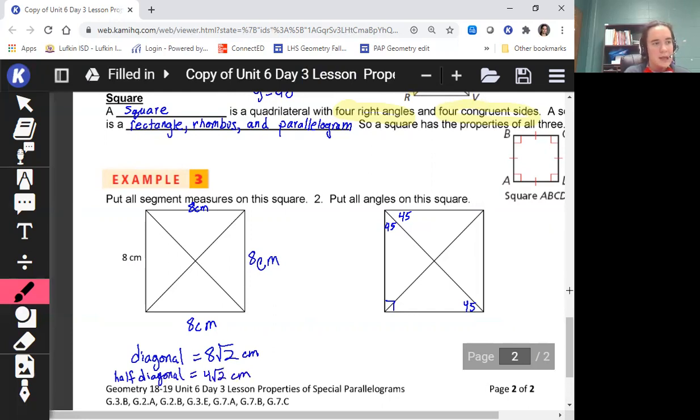Then when we look at our angles, we know that the corners themselves have to add up to 90 degrees, and that each of the smaller angles is 45 degrees because the diagonals bisect the opposite angles. And we know that in the center, each one of these angles is 90 degrees.